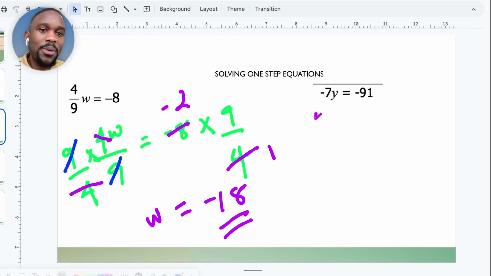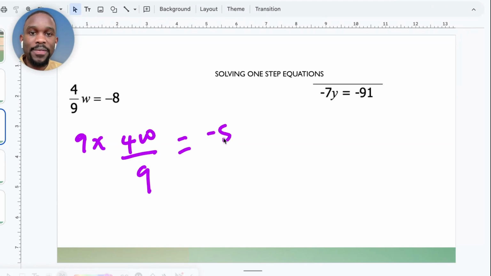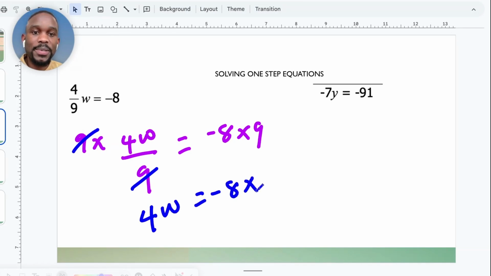Like I said, there are so many ways of dealing with that problem. Another way would be, let me delete this, multiplying both sides of the equation by the denominator, which is 9, first of all. So 9 times 4w over 9 being equal to negative 8 times 9. We're multiplying both sides of the equation by 9. So this 9 cancels with that 9, and we're left with 4w being equal to negative 8 times 9.